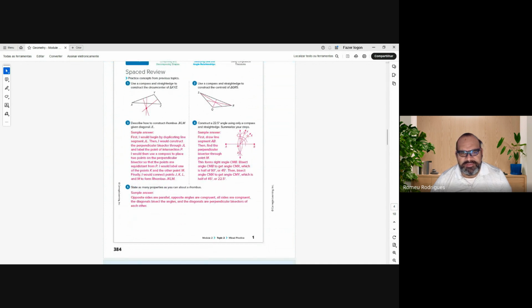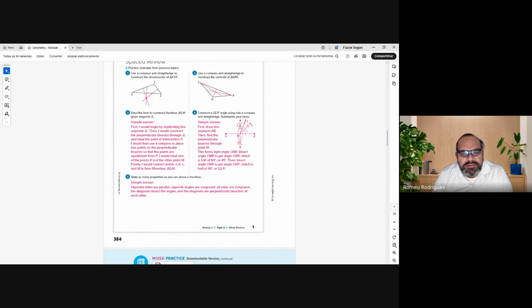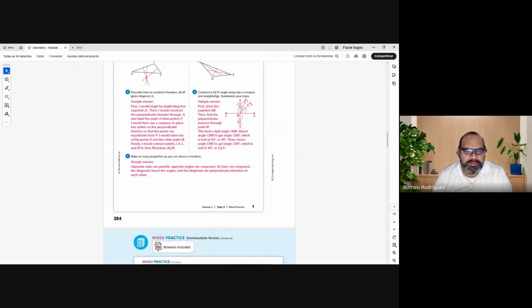And number 5, opposite sides. State as many properties as you can about a rhombus. We talked about that before. All rules about a rhombus. Just remember that. Opposite sides are parallel. Opposite angles are congruent. All sides are congruent. The diagonals bisect each other. I think you remember that. Pause again and go to the next one.